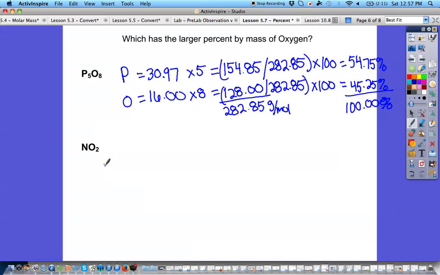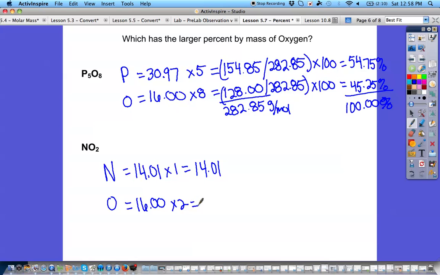For NO2, we have nitrogen and we have oxygen. Nitrogen's average atomic mass is 14.01. Oxygen is 16, times 1 and times 2. This gives us 14.01 and then 32, which should give us a total molar mass of 46.01 grams per mole.